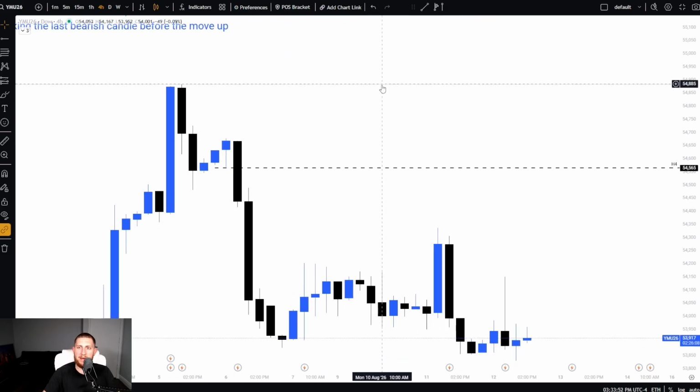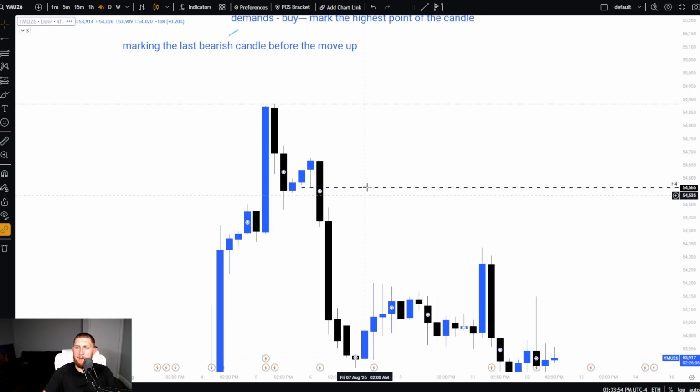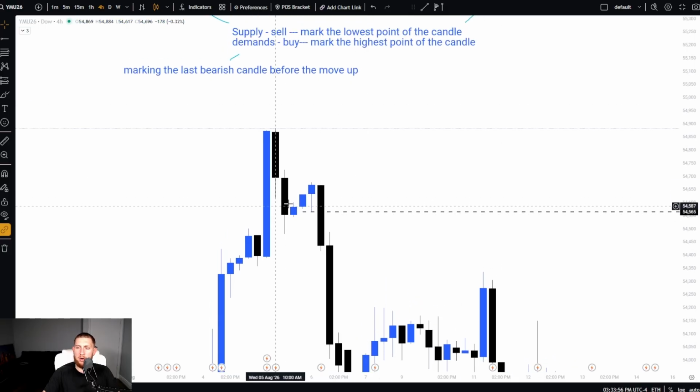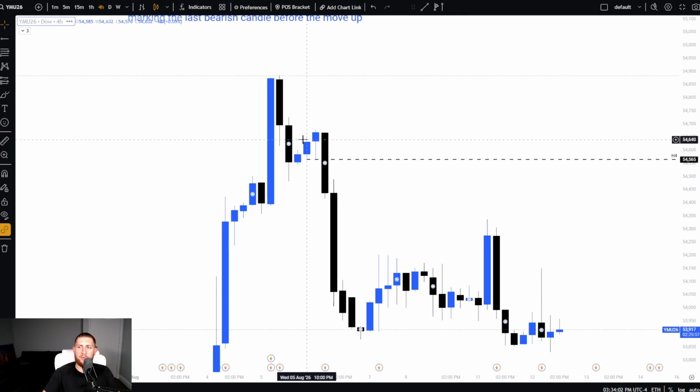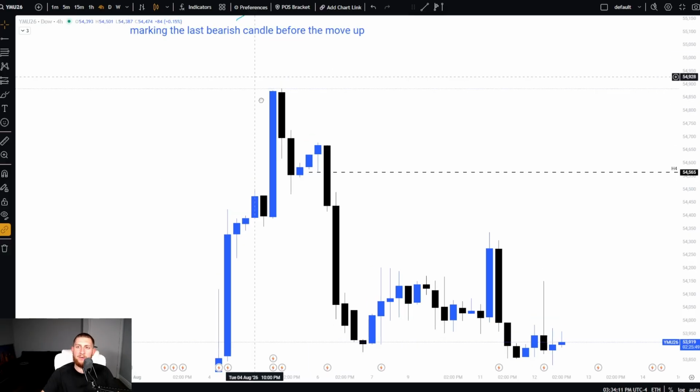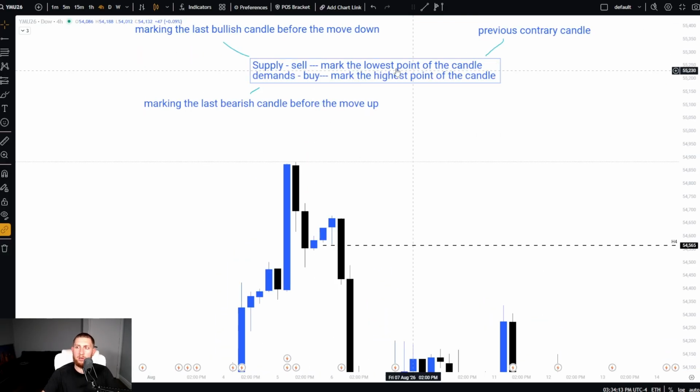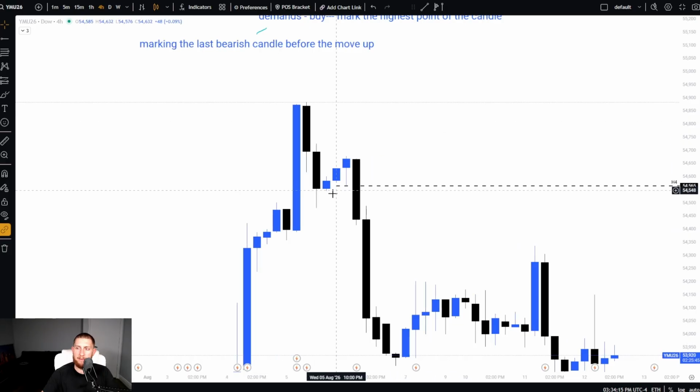Let's go ahead and I'm going to show you an example. So remember, this line that I marked right here, see how this is the last blue candle before the move down? That is our previous contrary candle, and that is a level of supply. So we would be looking to sell from this candle, okay? And now notice, supply, you mark the lowest point of the candle. You see how I marked the lowest point possible? That is how you mark a level of supply.